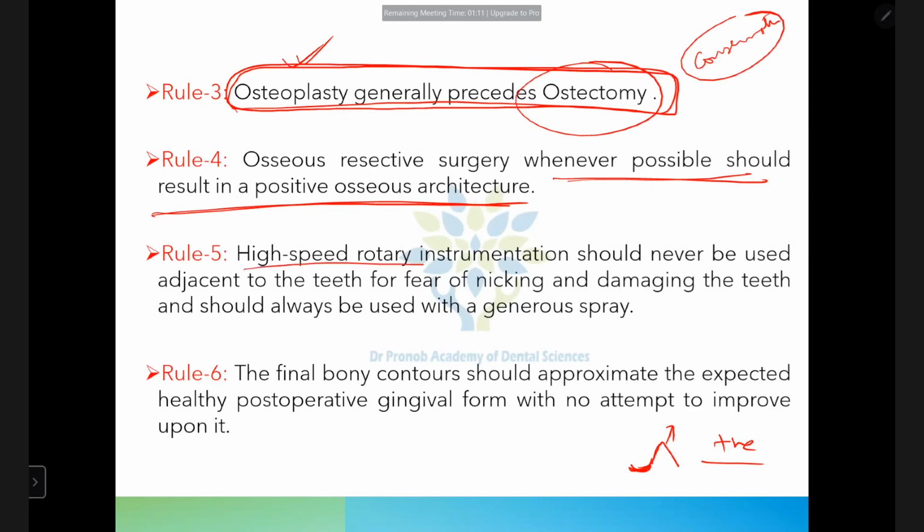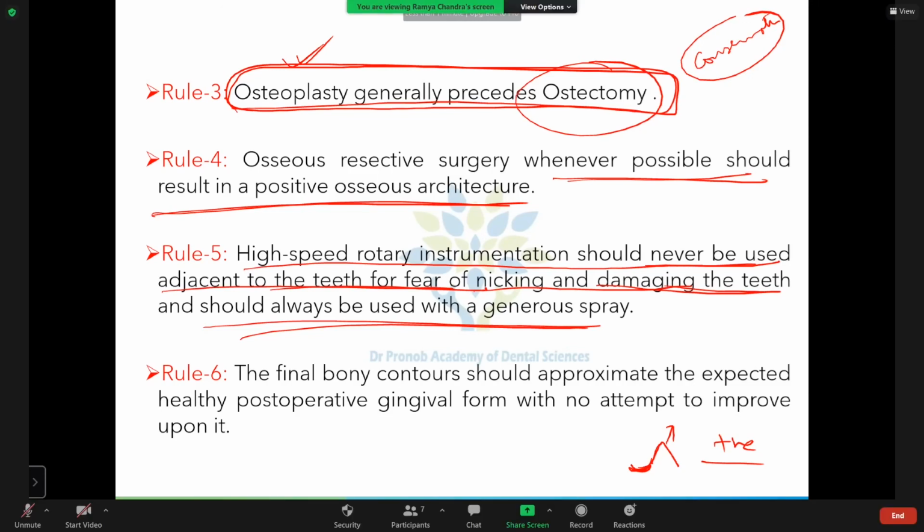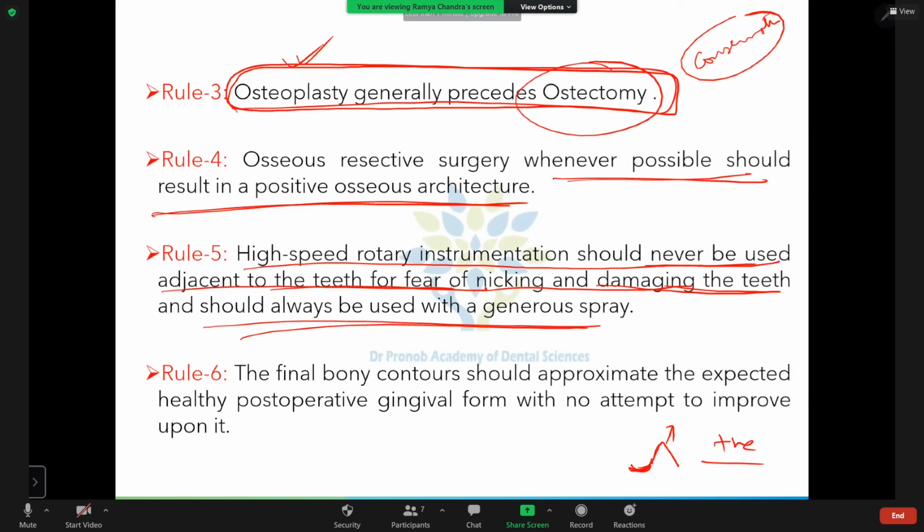Next, high-speed rotary instrumentation should never be used adjacent to the teeth for fear of nicking and damaging the teeth, and should always be used with a generous spray. Whenever we are using the rotary instrumentation, a copious amount of spray has to be there. Usually we use saline irrigation along with it. And one more thing he mentioned is that it should be avoided adjacent to the teeth. If you are using high speed adjacent to the teeth, what will happen? There are possibilities of damaging the teeth, right?